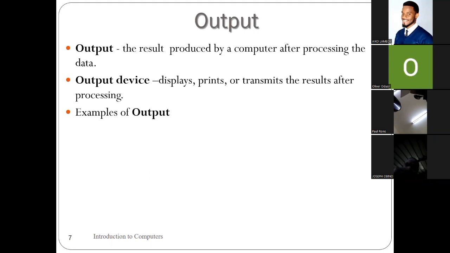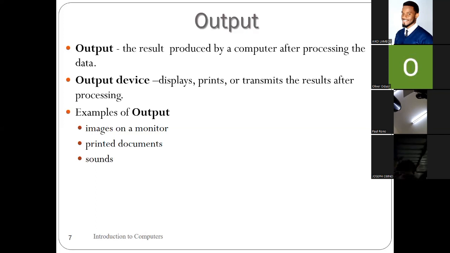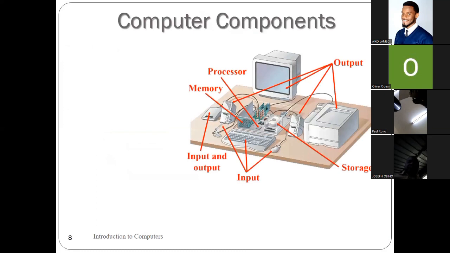Examples of output: images on the monitor or the screens, and printed documents. Printed documents are what we call hard copy, and the images on the monitor are what we call soft copy. Then sounds, which can come from speakers, and signals to device controllers. Those are some of the examples.